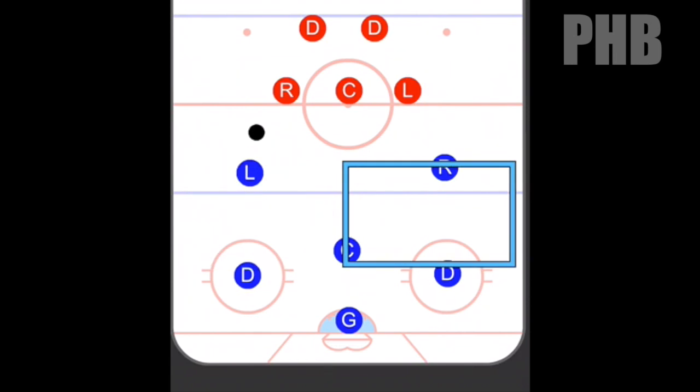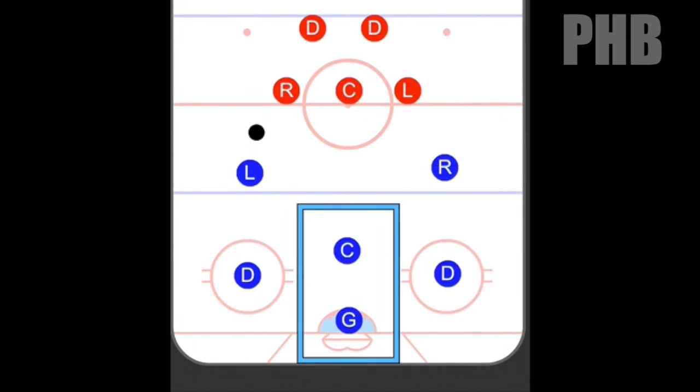The same then is true, of course, if that player is a right winger. It's just on the opposite side of the ice, but really maintaining that same area of coverage. The center will be covering the center portion of the ice. That makes sense. In that slot area, that high and low slot area, even as far out to the blue line if needed, and certainly behind the goal if the puck goes behind the goal in that region.